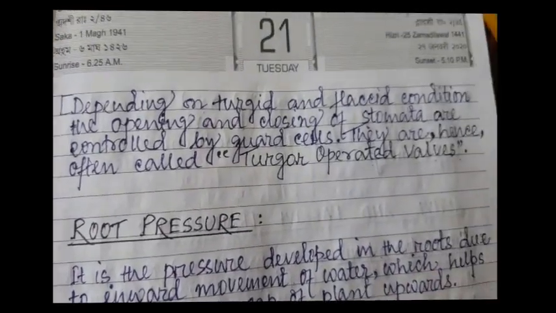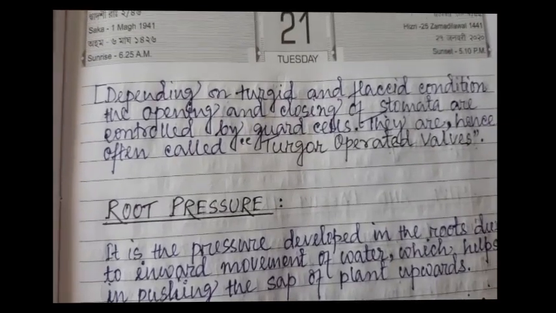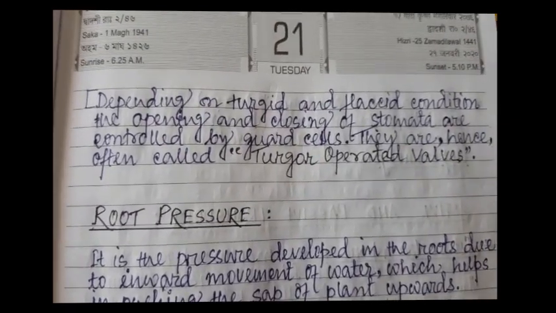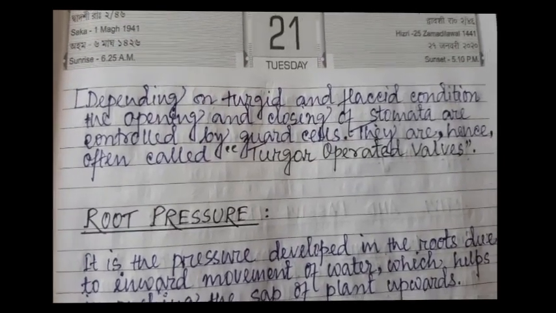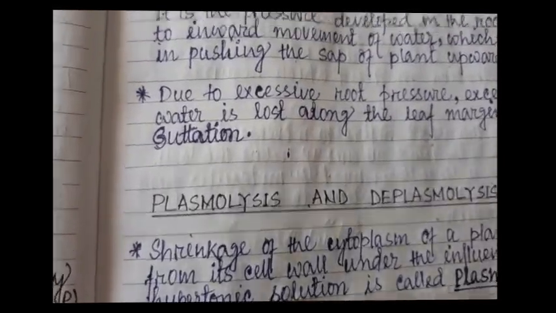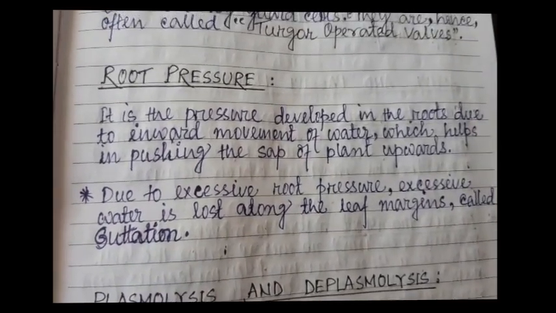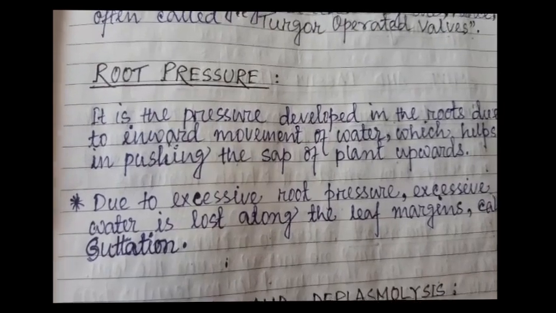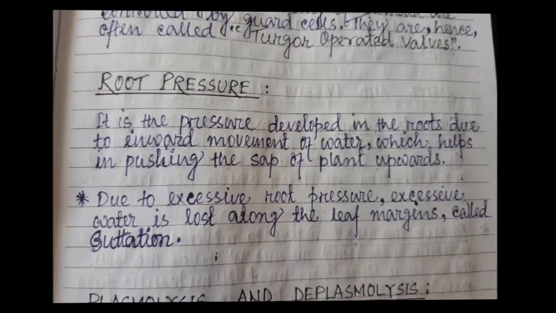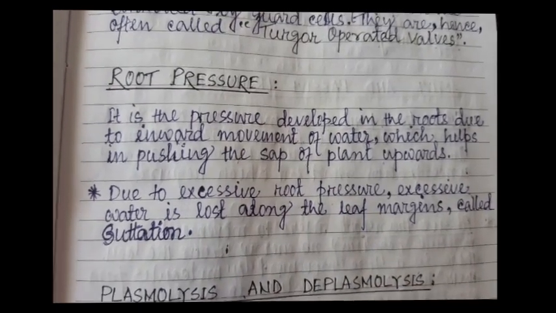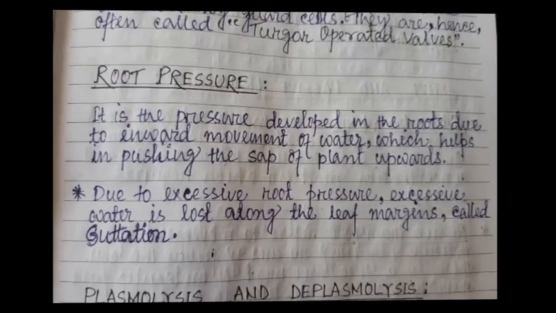Depending on turgid and flaccid conditions, the opening and closing of stomata are controlled by guard cells. They are hence often called turgor operated valves. Then root pressure. It is the pressure developed in the roots due to inward movement of water, which helps in pushing the sap of plant upwards. Due to excessive root pressure, excessive water is lost along the leaf margins, called guttation.